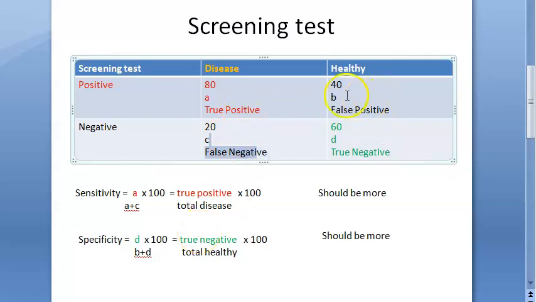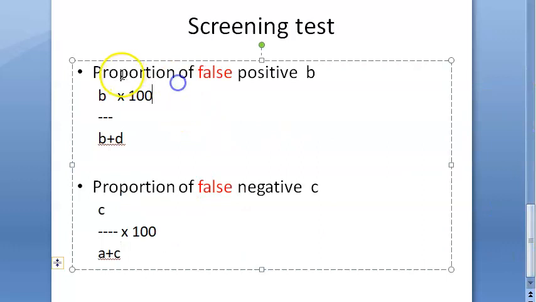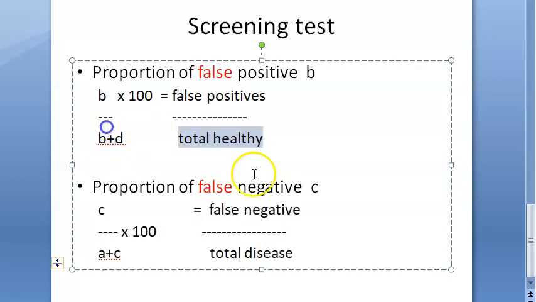Till now we never used these values, B and C, in the numerator, right? So now we will check. For false positive, what you will do is take the false value on top and divide by what? B plus D. B plus D is the total healthy people. So how many false positives did you get amongst healthy people? That is the proportion of false positive. Similarly, the proportion of false negatives: how many negatives did you get among diseased people? Oh, that's bad, isn't it?